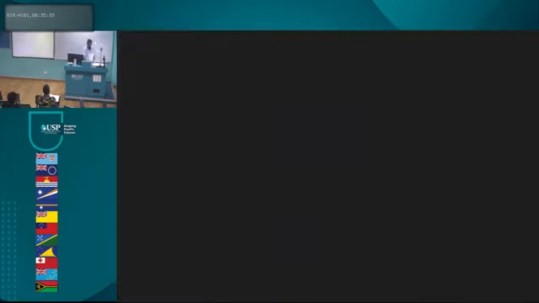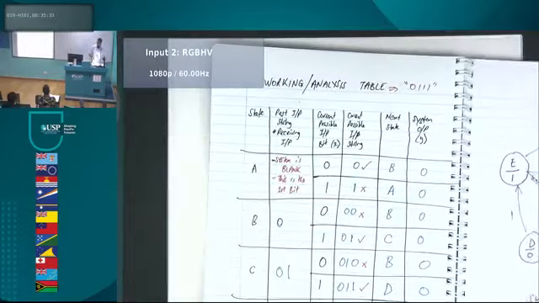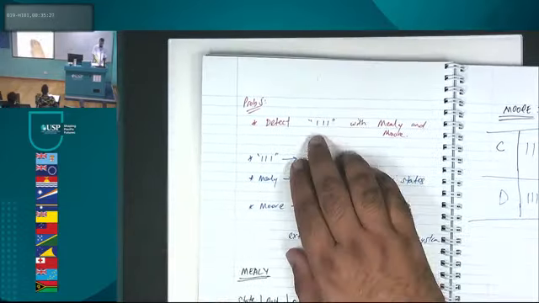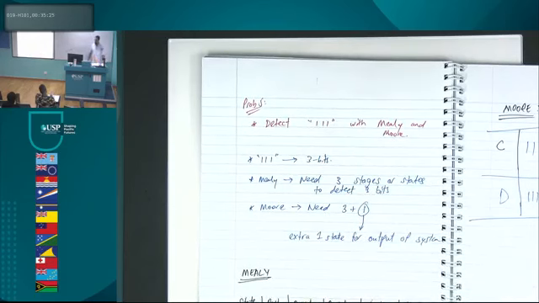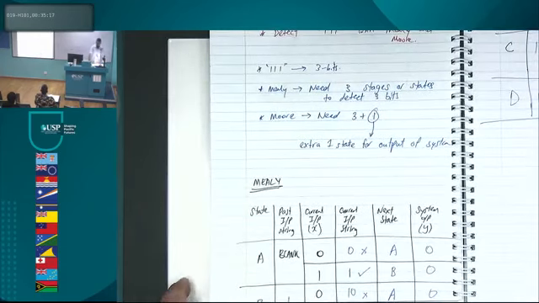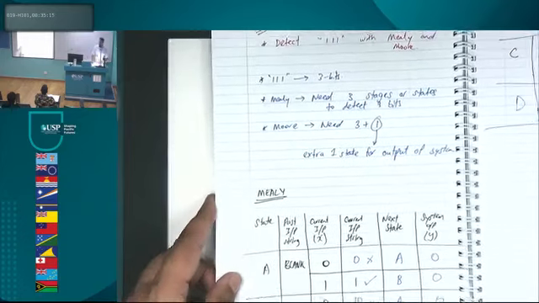So what were we looking at when we left off yesterday? We were looking at these two problems. You have to detect 111, and the question says to use Mealy as well as Moore. So let's draw the state diagram for Mealy.